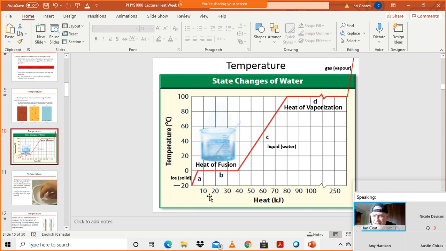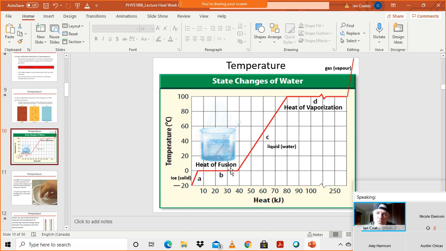And interestingly enough, once we get to 0 degrees, I'm still adding heat to this thing, but the ice isn't increasing in temperature. What is going on here? It's this transitional phase between states of matter, between a solid and a liquid, and we call this the heat of fusion. I'm adding heat to this block of ice, but it's not increasing in temperature. What is happening is the popcorn: the ice molecules are breaking off, and this is how the ice will change into a liquid.